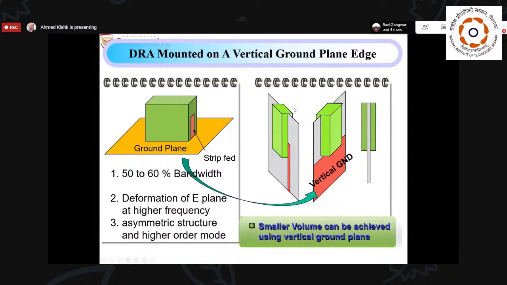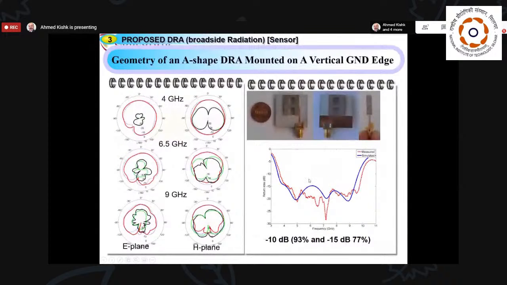And by this, you can find that the structure becomes more compact. Rather than having this horizontal area, I just require it in a vertical form. And these are some examples for the dielectric resonator, the rectangular one.